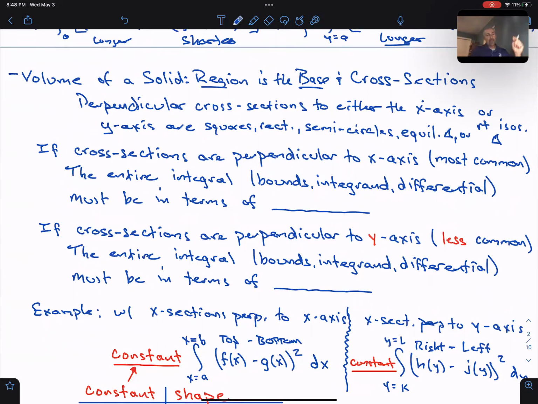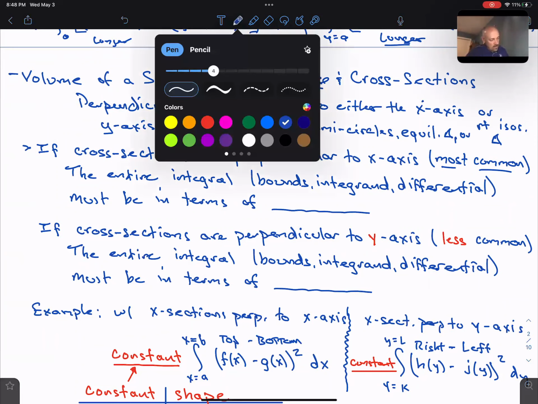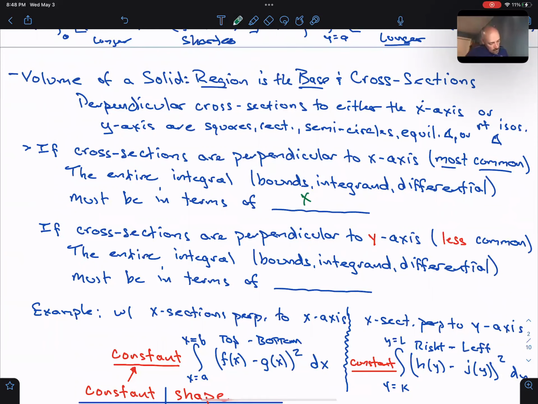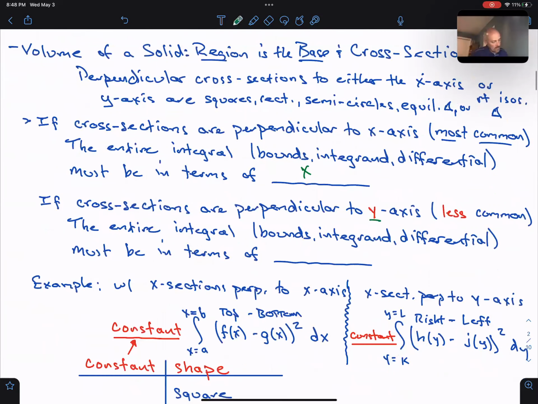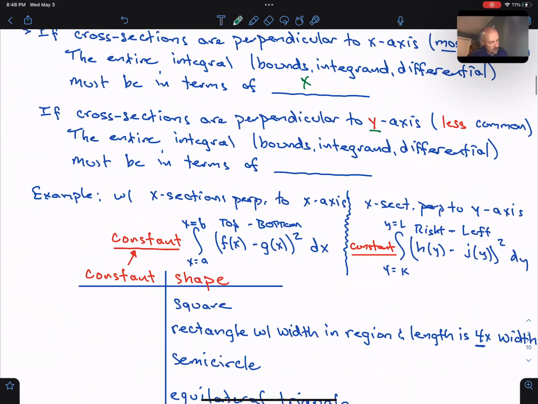So if cross sections are perpendicular to the x-axis, and this is the most common, the entire integral, bounds, integrand, differential, must be in terms of x. If the cross sections are perpendicular to the y-axis, not as common, the entire integral, bounds, integrand, differential, etc., must be in terms of y.